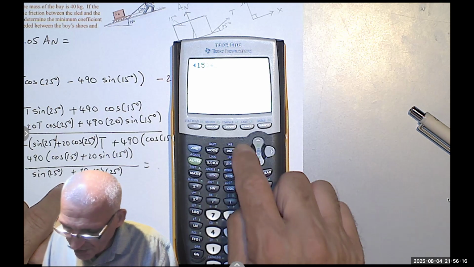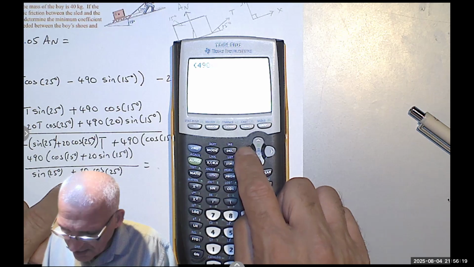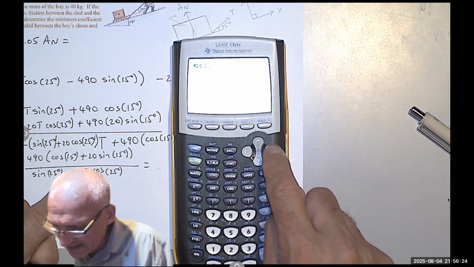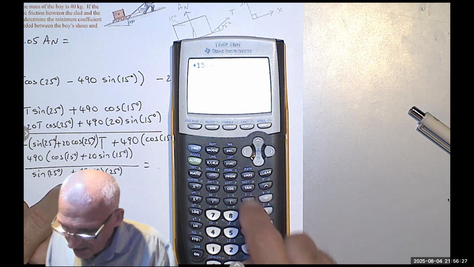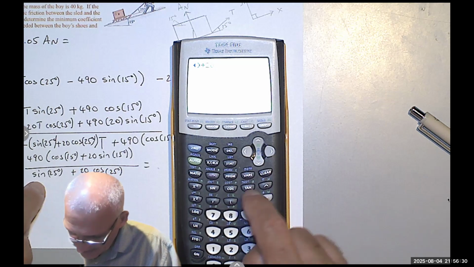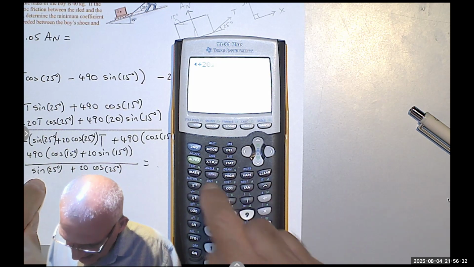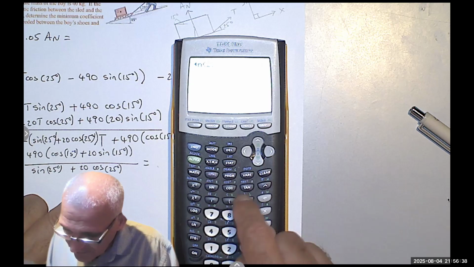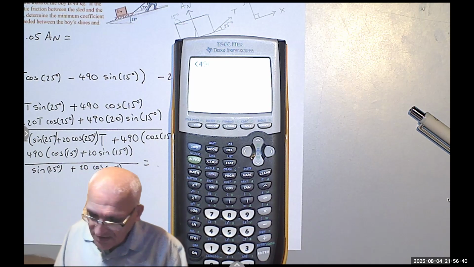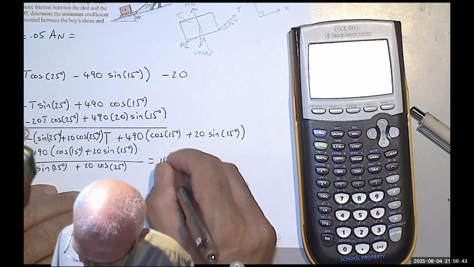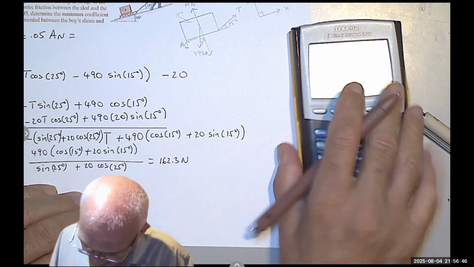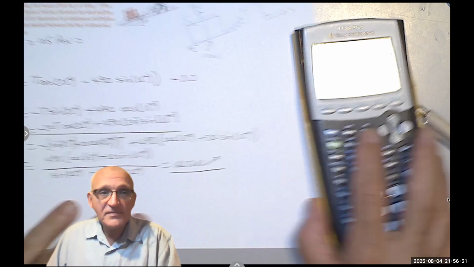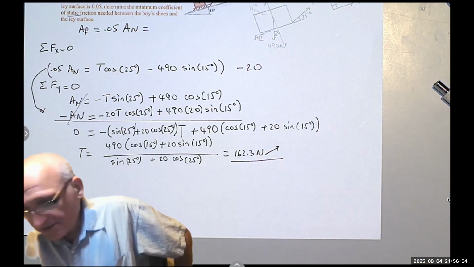No, I think there is one more. We did the 490, and then cosine. So I open two parentheses. Well, for the calculator, it doesn't matter even if you close one. Oh, but that's a numerator. And then between parentheses in the denominator, I say sine 25 plus 20 cosine 25, close the parentheses, 162.26, 162.3 Newton, and it's pointing in that direction. Okay, that gives me the tension in the cable.